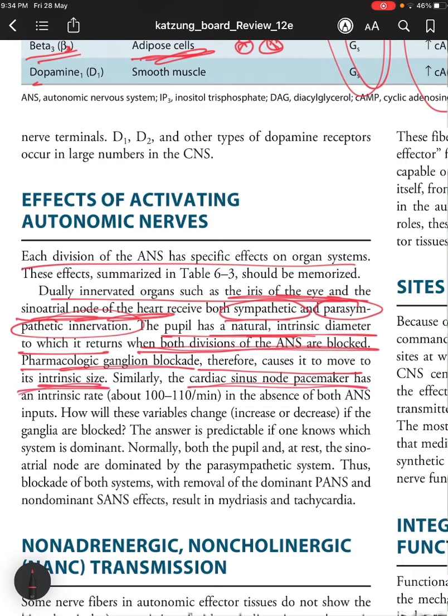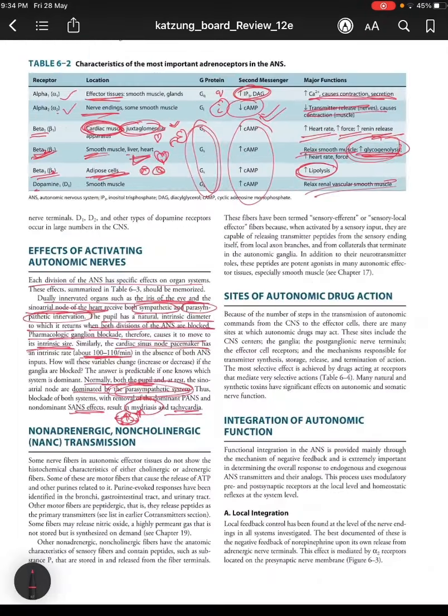Similarly, the cardiac sinus node pacemaker has an intrinsic rate of about 100 to 110 beats per minute in the absence of both ANS inputs. So how will these variables change if the ganglia are blocked? The answer is predictable if one knows which system is dominant. Normally both the pupil at rest and the sinoatrial node are dominated by the parasympathetic system. Thus the blockade of both systems, with removal of the dominant PANS and non-dominant SANS effects, results in mydriasis, D for dilation, so dilation of the pupil, okay, and also tachycardia, okay, faster heartbeat.